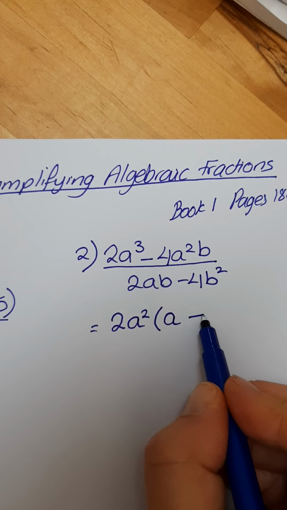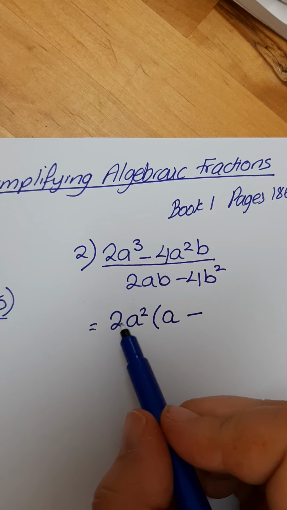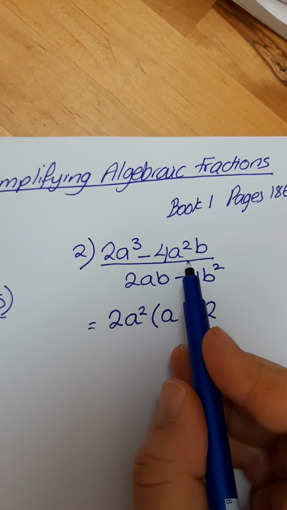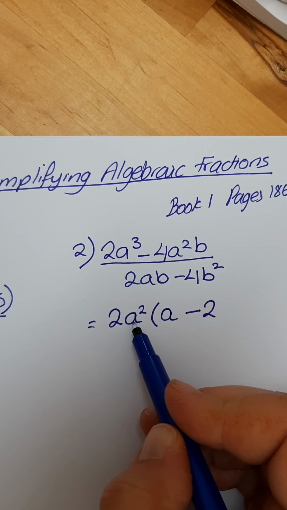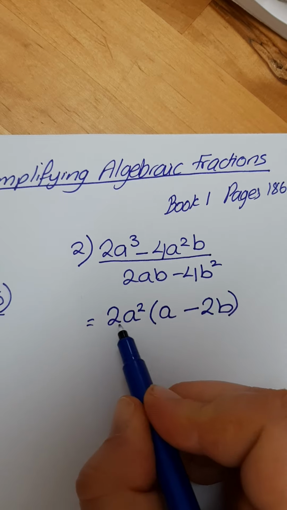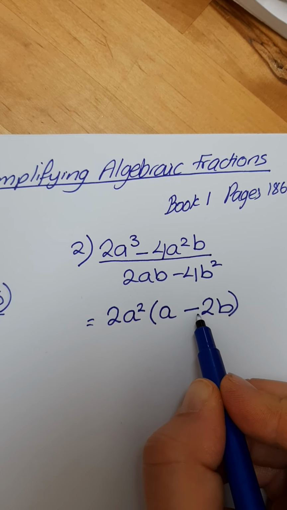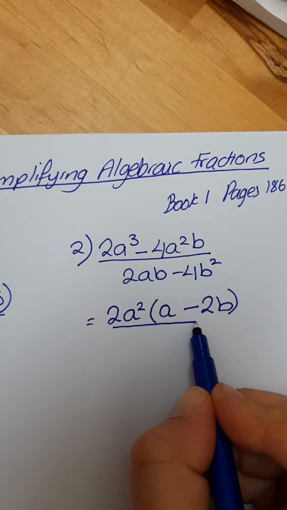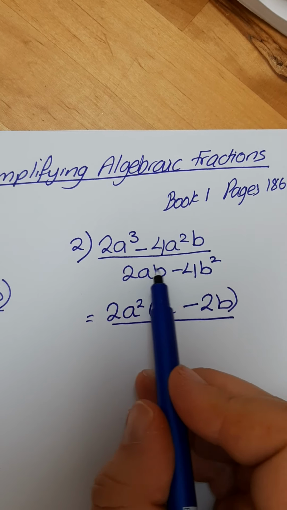We have a minus there. Minus 2 times what will give me 4? 2. The a squared is already outside the bracket. We need another b. So if I check that, 2a squared times minus 2b will come to minus 4a squared b. Over. Now we look underneath.